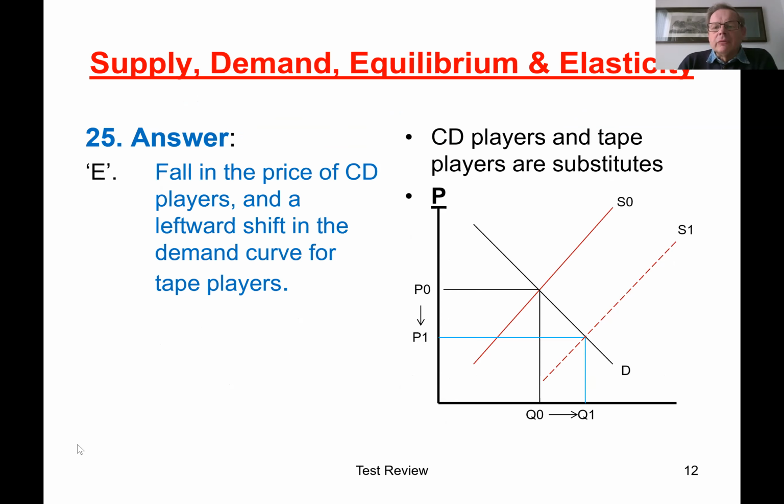We've got our original supply curve, S0. There's a decrease in the price from P0 to P1, and there will be an increase in quantity demanded from Q0 to Q1. That will cause a shift in the curve from S0 to S1 on the supply side.